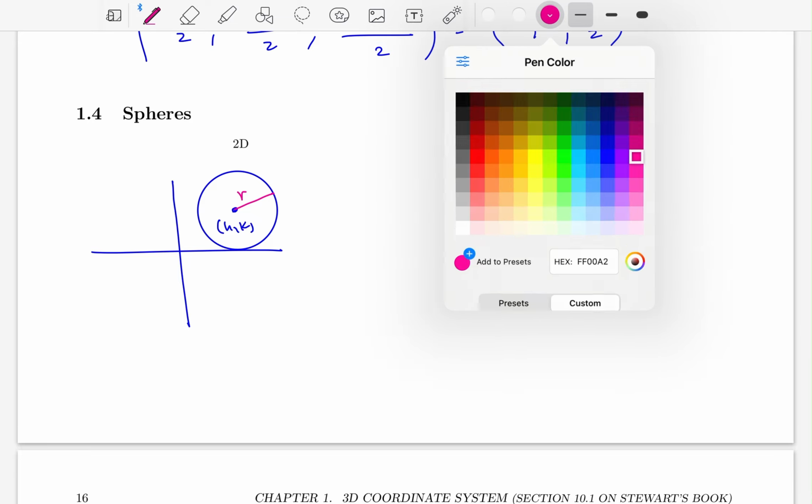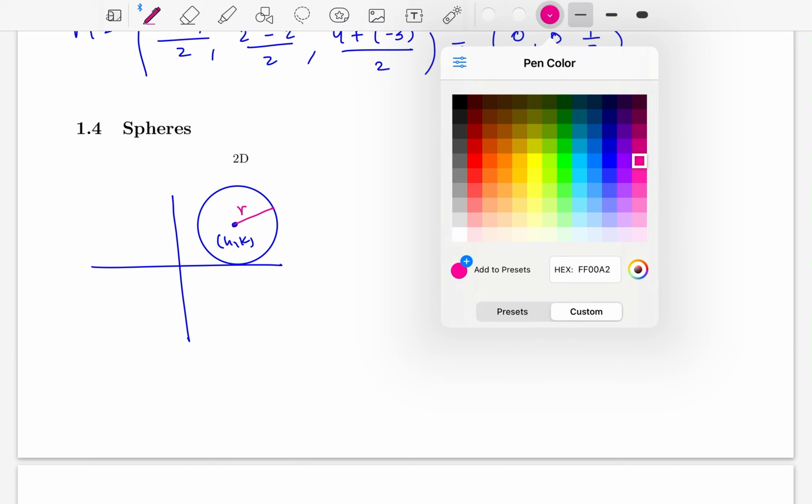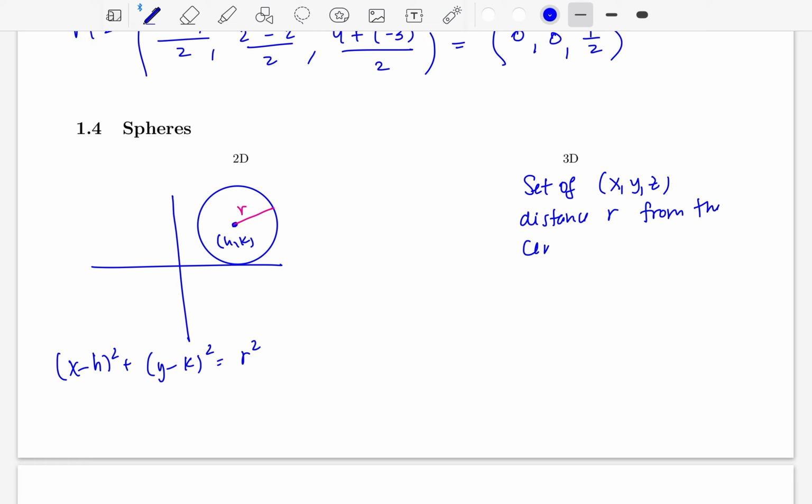distance r away from the center. So the equation of a circle is going to be equal to the set of (x, y)'s such that (x minus h) squared plus (y minus k) squared is equal to r squared, okay? And in 3D, it'll be exactly the same thing. So it's the set of points (x, y, z) at distance r from the center, which we're going to say is (h, k, l), okay?